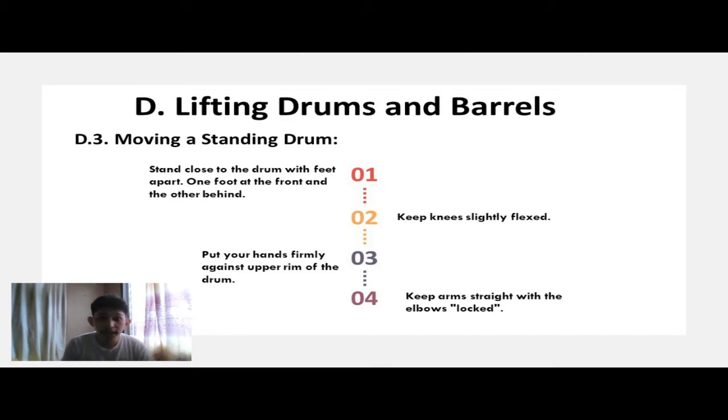moving a drum. So the next thing is to put your hands firmly against the upper brim of the drum. And the next thing to do is to keep your arms straight with the elbows locked. So after you have placed your hands on the rim of the drum, you need to straighten your arms and prepare yourself in moving the drum. That will start with twisting your hands on the rim.